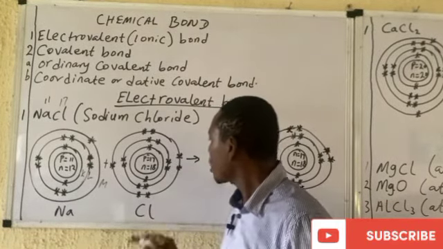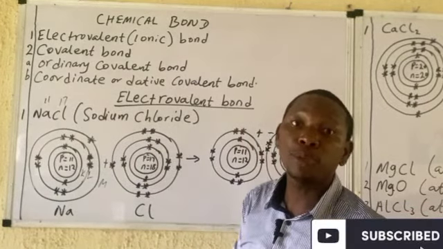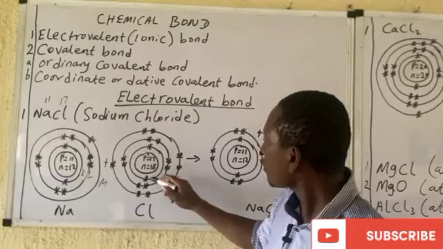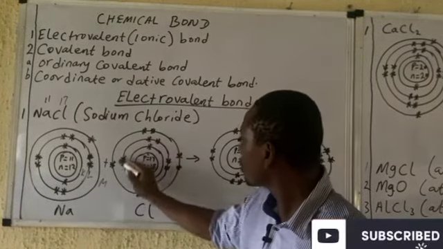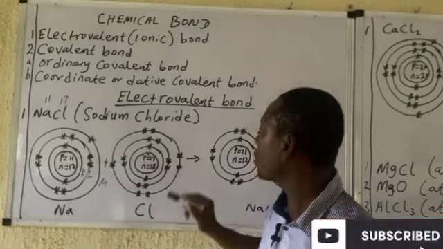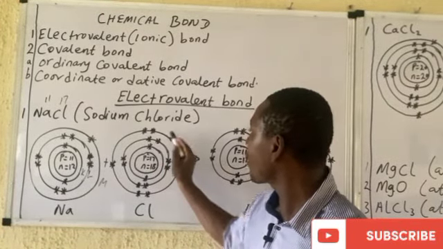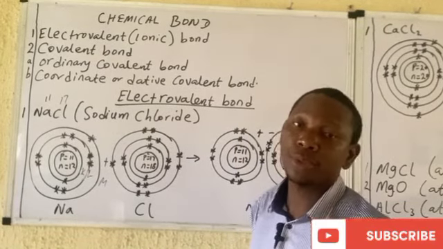Now, chlorine has an atomic number of 17, which means the number of protons is 17 and the number of electrons is 17. So the first 2 will go into the first shell. The 8 will go into the second shell. Now 2 plus 8 is 10, remaining 7. So the 7 will go into the next shell. But this next shell actually requires 8 electrons.